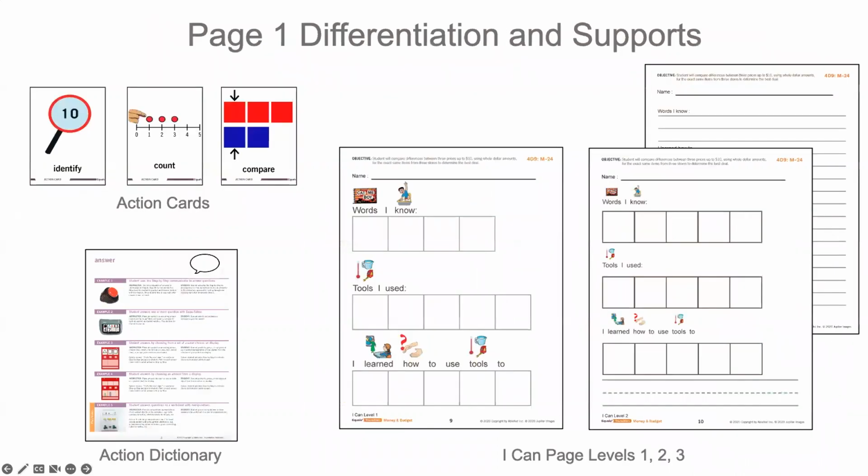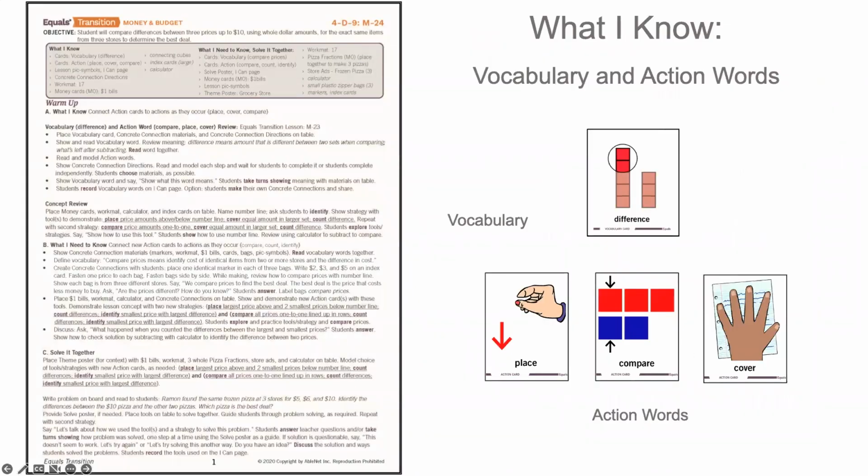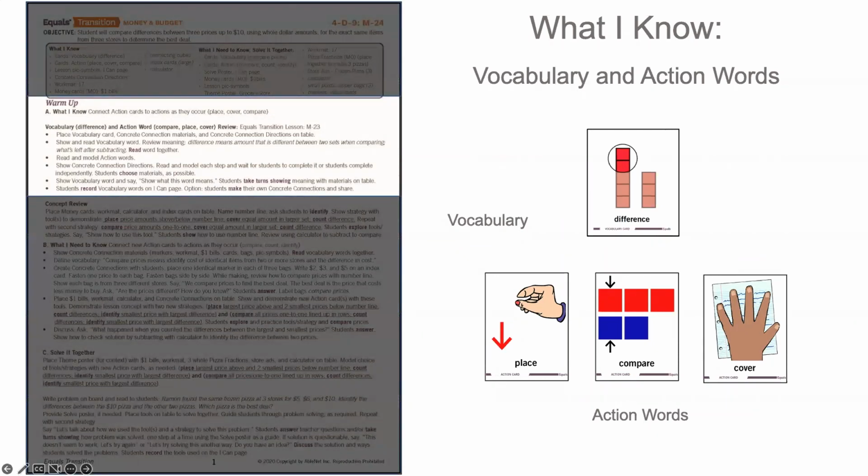The action cards and the action dictionary are a consistent support from the equals math curriculum. Both should be used during transition lessons to support communication and student accessibility during lessons. In line with equals, each lesson begins with a vocabulary and action word review.